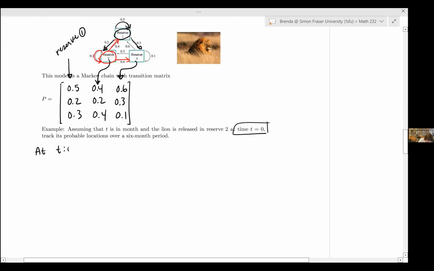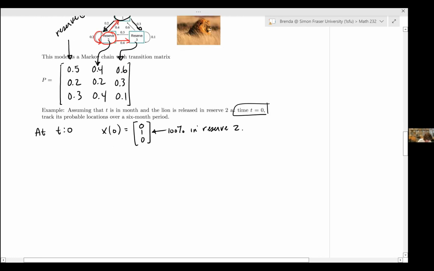And we know that the lion is in reserve 2. So what does x of 0 look like? Well, it's time 0. We know the lion is in reserve 2. That means he's not in reserve 1. It's a 100% chance he's in reserve 2, and he's not in reserve 3. We know where he is. He's in reserve 2. Okay, 100% chance. We see him.